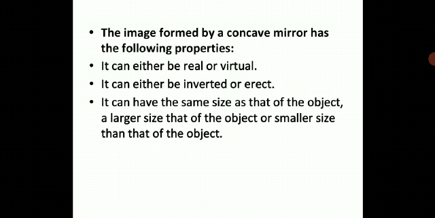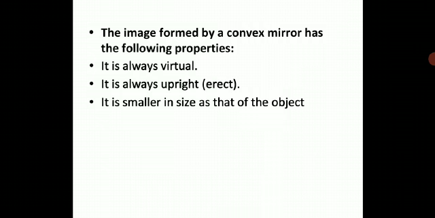So by a concave mirror, the image can be either real or virtual. It can either be inverted or erect. It can have the same size as that of the object, a larger size than that of the object, or a smaller size than that of the object. So these are the main properties of the image formed by a concave mirror. Please take these down.